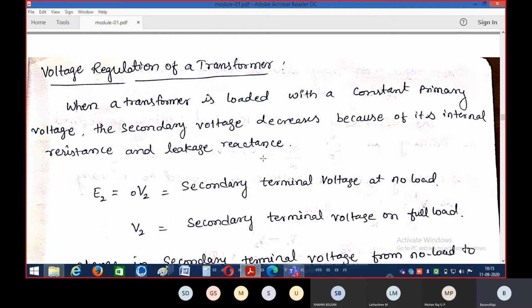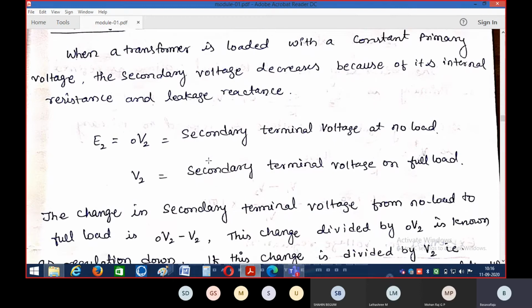When we place some load on the secondary winding, definitely load current starts to flow, and this load current I2 flowing through the load causes some voltage drop in the secondary winding resistance as well as the secondary winding inductance, that is due to the inductive reactance, isn't it? These voltage drops definitely decrease the secondary voltage when we are supplying a constant terminal voltage and it is loaded, right? So this E2 is nothing but, let us consider, the secondary terminal voltage at no load.